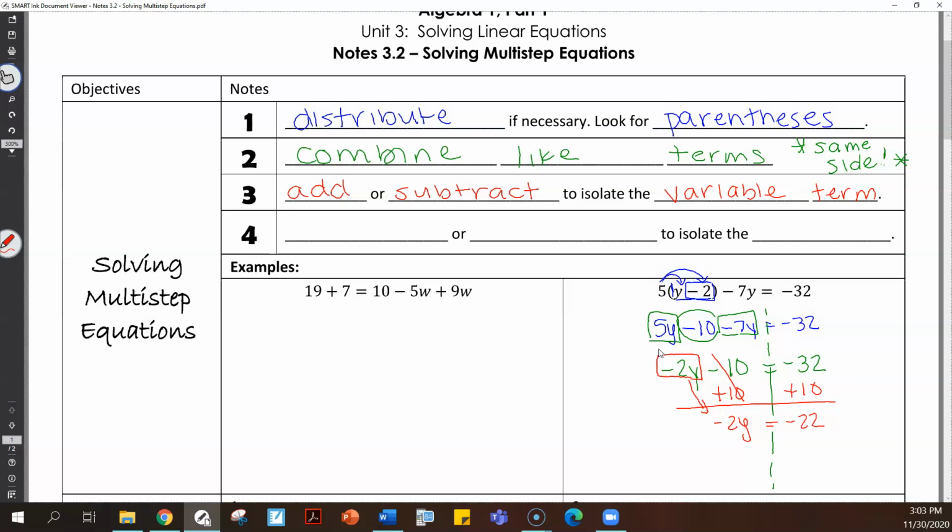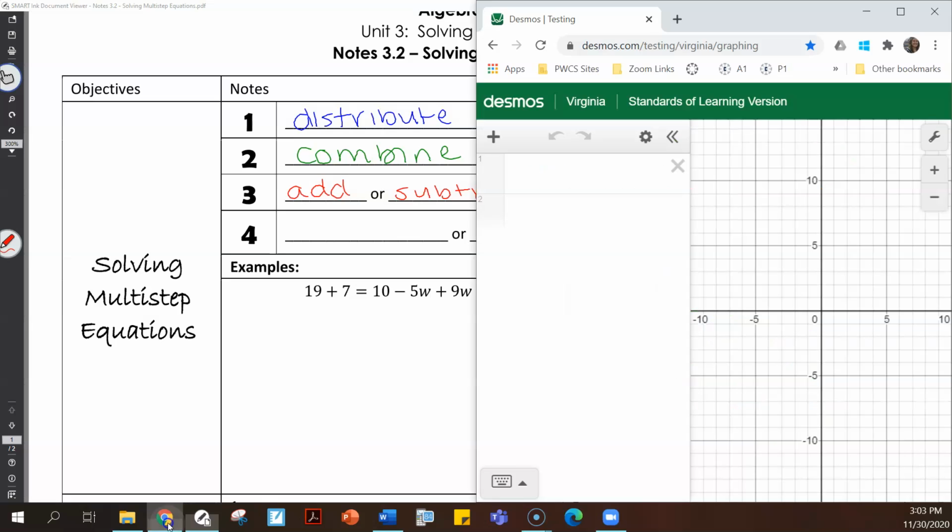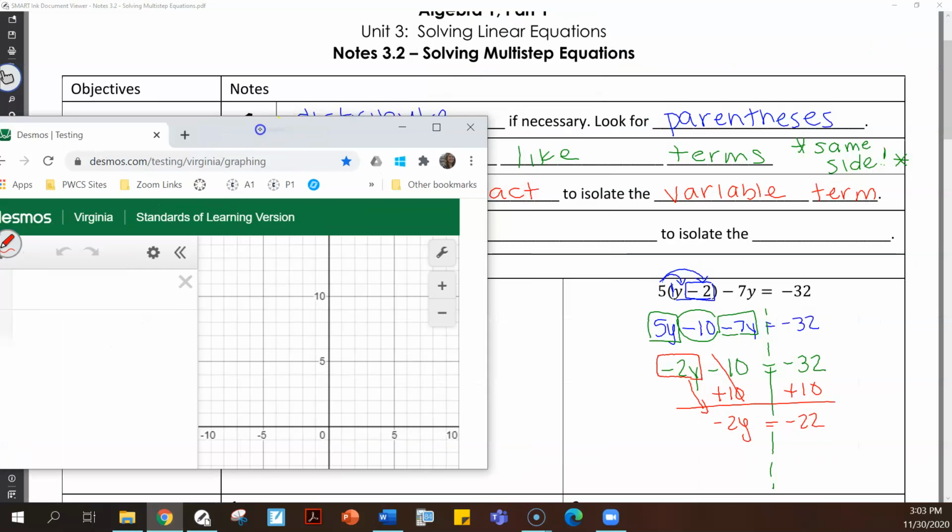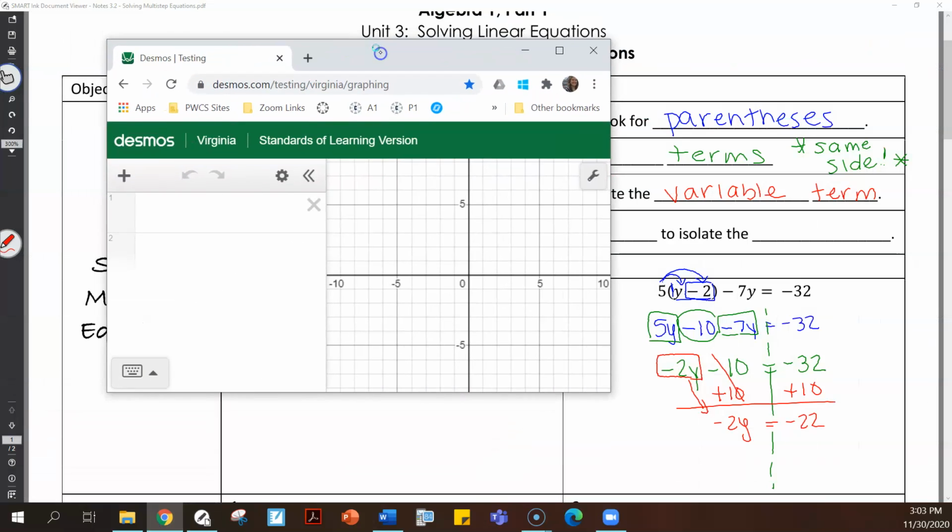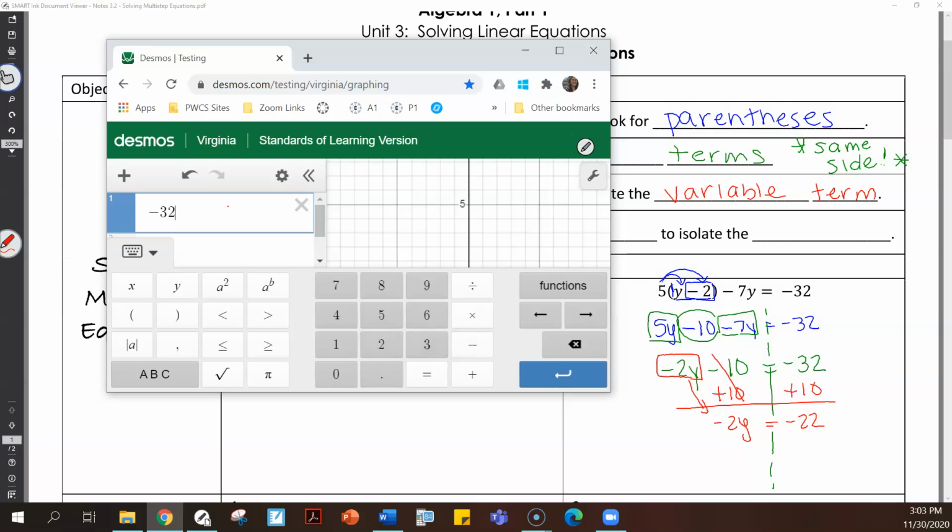Make sure that you're checking those calculations in a calculator or in Desmos. As you're working through these, you should have Desmos pulled up, or you should have a calculator that you have access to, so that you can just type negative 32 plus 10 to double check your work. So negative 22 is my answer over here.